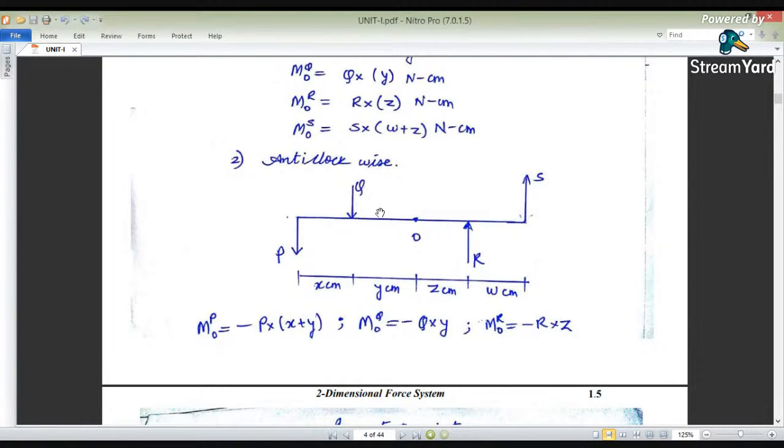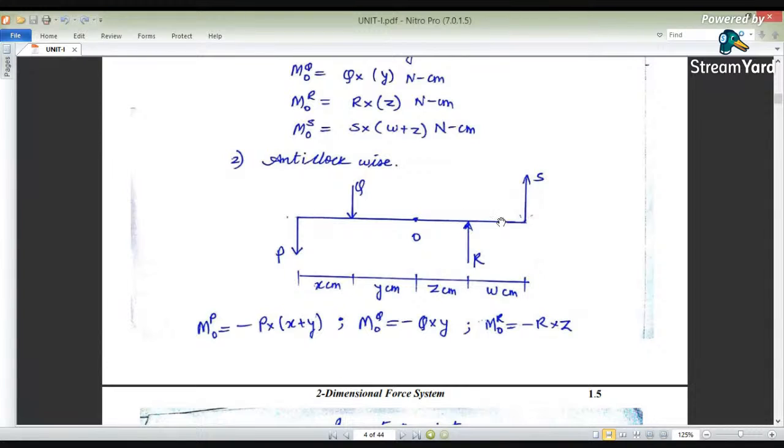Again, the Q force: we are taking moment about point O, again in anti-clockwise direction. So the moment of Q about this point O is nothing but, Q is the force, again separated by distance y, therefore minus Q into y is its value. These are just the simple concepts related with the moment, depending upon the distances and whether it has been applied downwards or upwards.